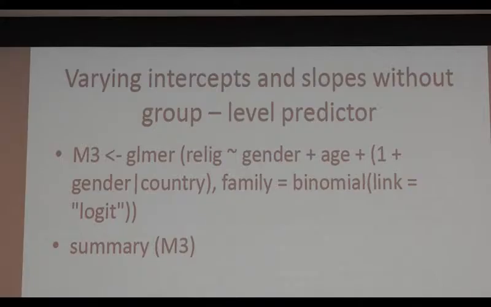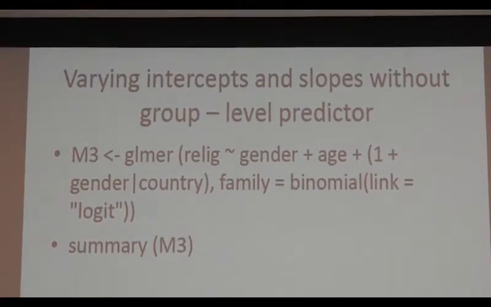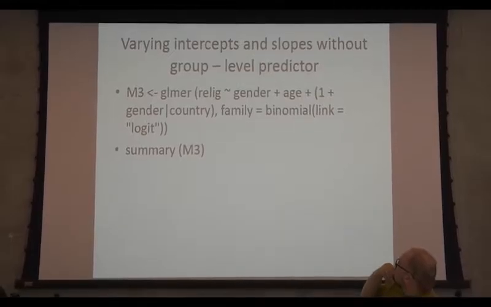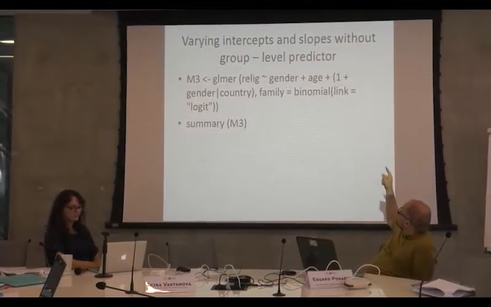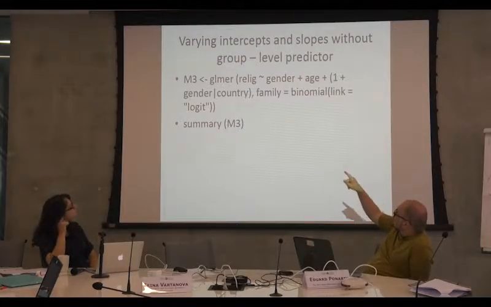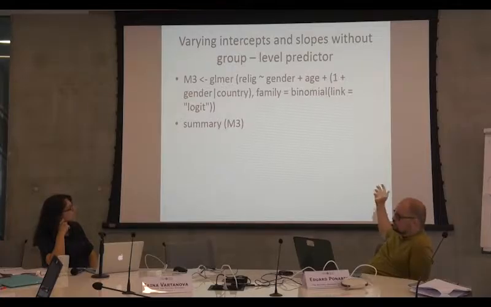The next model, model 3, is a model with random intercepts and random slopes, but there's no group level predictor, which means that both the alpha variance and the beta variance are left unexplained, right? So what does the syntax look like? Religiosity depends on gender and age, and then 1 plus gender by country, which means that intercepts and gender slopes vary by country. But this is left unexplained because there is no second level predictor. Everything else is the same.